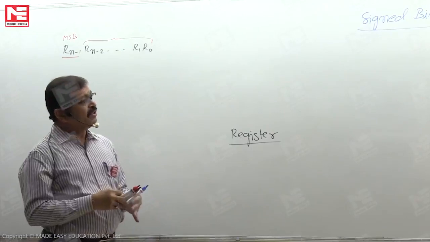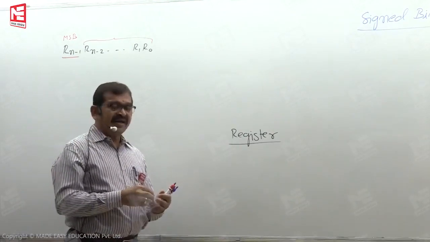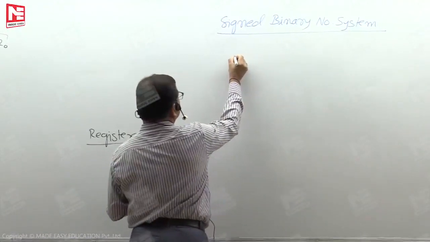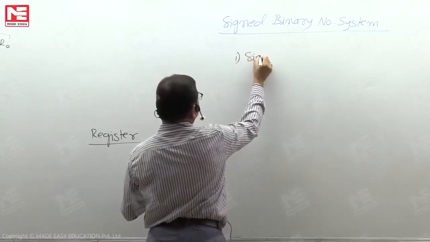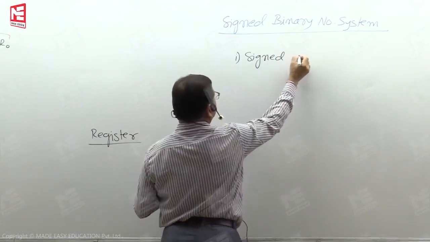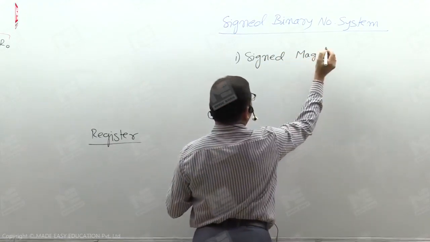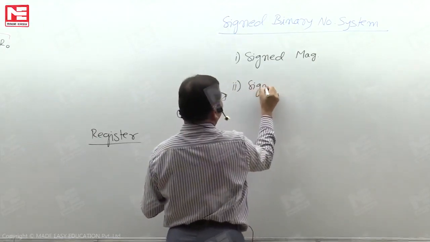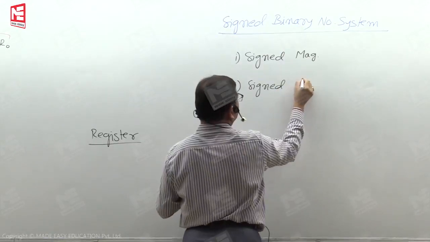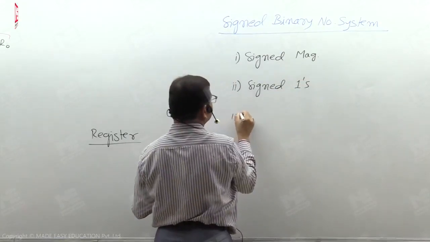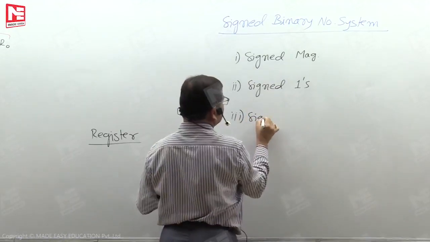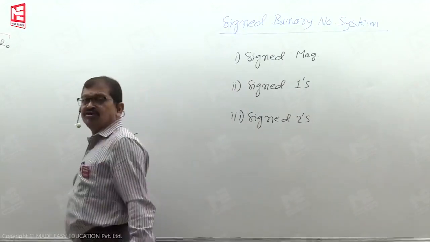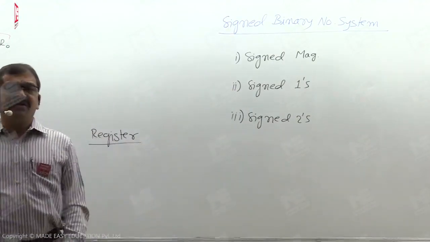When we look at these signed binary number systems, we have three standard notations. One notation is the sign magnitude number system. Then signed 1's complement notation. And signed 2's complement notation. These are the three standard notations we have for binary numbers.